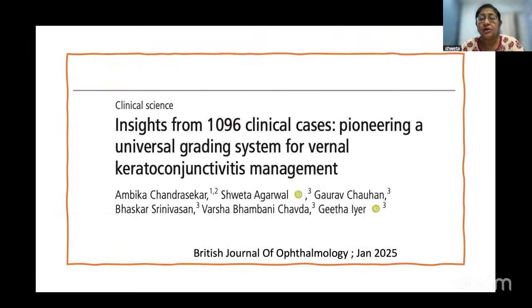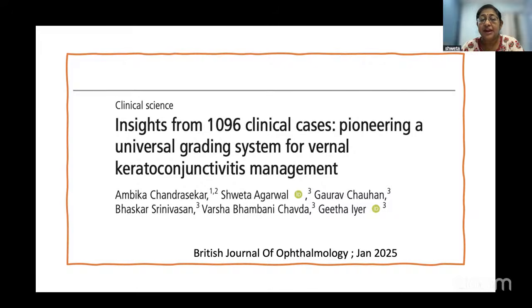Now, we went through 1,000 plus cases that we have been seeing at Shankar Nethralaya for more than a decade. And we came up with this universal grading for managing and classifying patients with vernal keratoconjunctivitis. The need for this was that the currently available classifications talk about grading and classification only when patients present to you in the active stage of the disease. But we all know that subclinically, the disease still continues. Even if the stage is quiet, the child will have complaints of itching, and we need to control that.